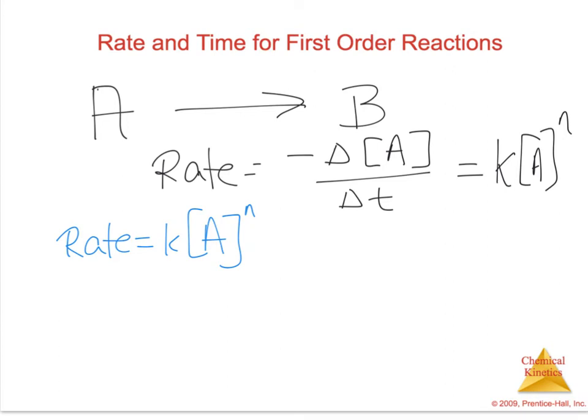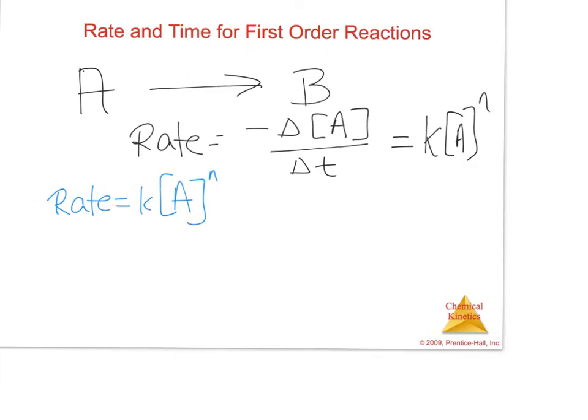So, for a first order reaction, this n is going to be a 1. So we'll take a red pen and just make that a 1, and we'll make it a 1 over here too. Okay, 1. So now we have the opposite of the change in concentration of A over the change in time equals k times the concentration of A to the first power.